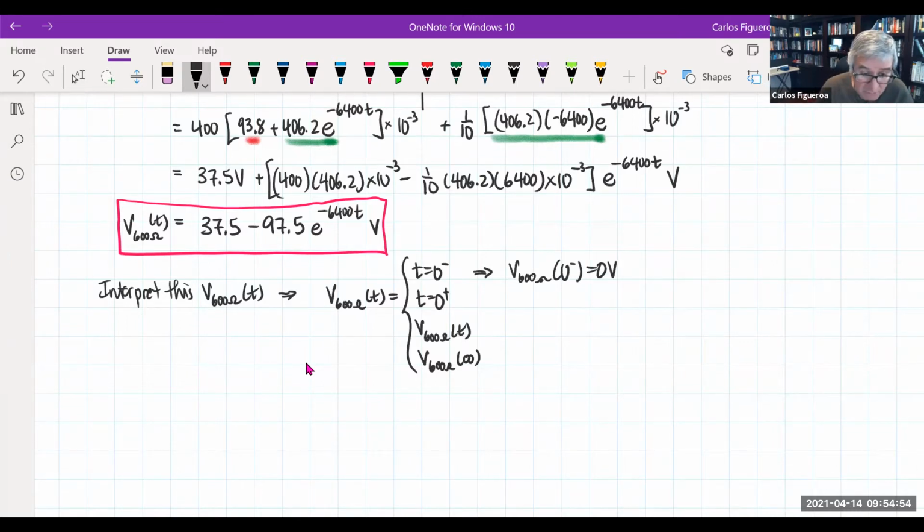So now we need the 0 plus. So here's my solution here. So I know that V600 at 0 plus is this solution. So it should be 37.5 minus 97.5 e to the 0. And when you calculate this thing, you could see here that I'm going to get minus 60 volts.